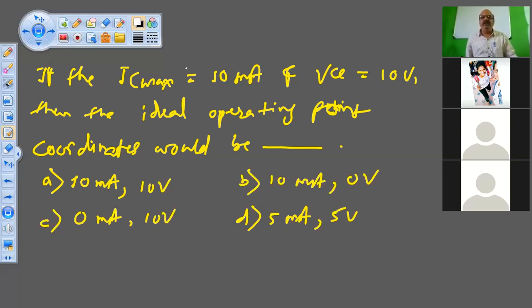If the IC max value, that means the saturation value, IC max value is 10 milliampere and VCC supply voltage is 10 volt, then the ideal operating point coordinates would be, can anyone tell which will be the correct answer?